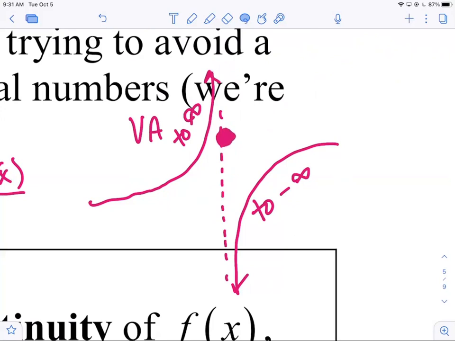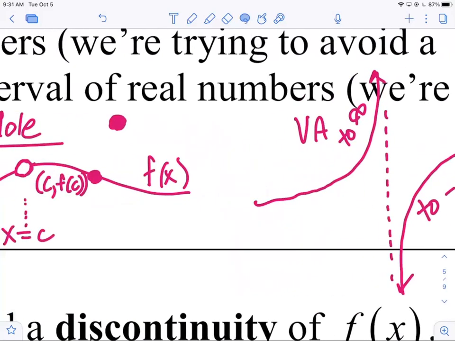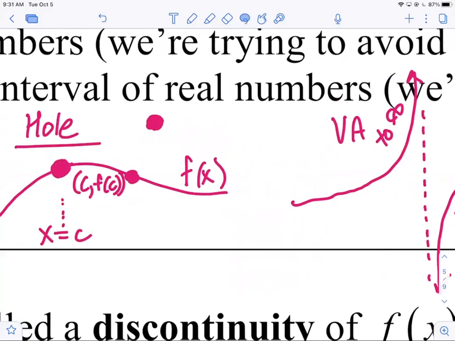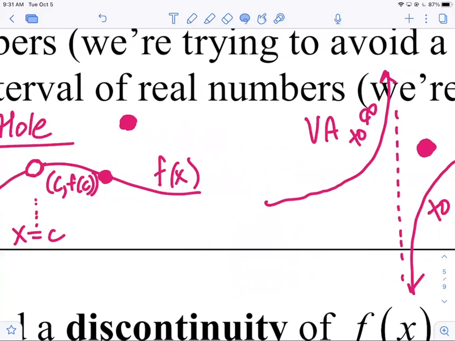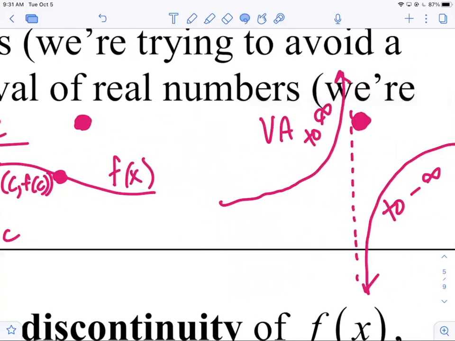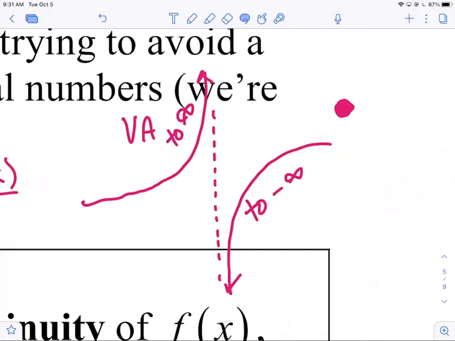Got it? Removable means I can put it back, right? Put it back, make it continuous. That's removable. Non-removable means can't put it back to make it continuous, right? Can't make it. So that makes it non-removable.